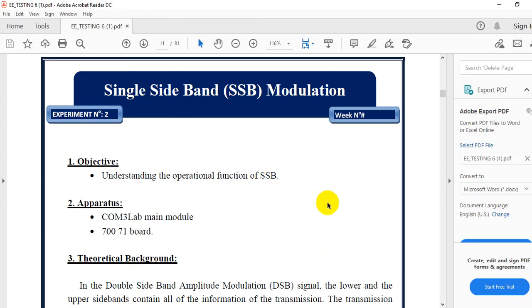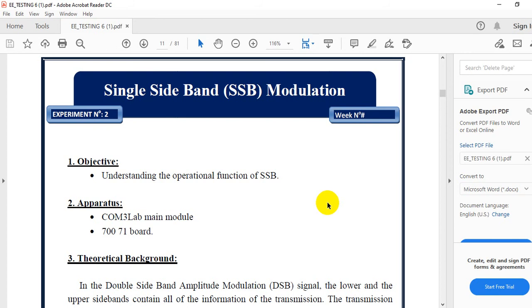Good morning, guys. Today we are going to perform a single sideband experiment. As you know, in the previous class we have done double sideband. With the name, easily you can identify the two main differences here. Double sideband is a two-sided band and single sideband is a one-sided band.